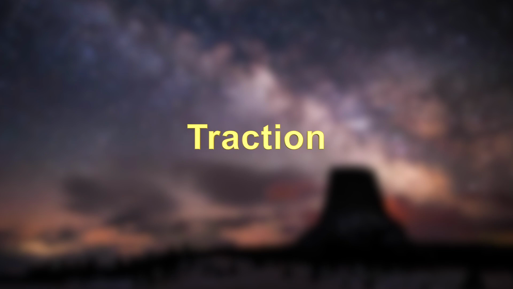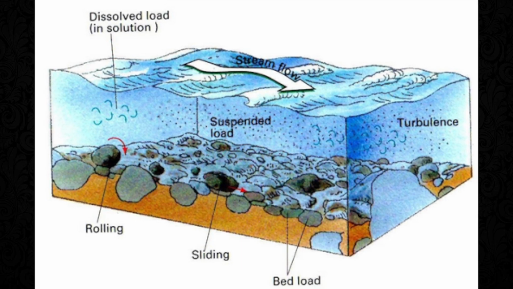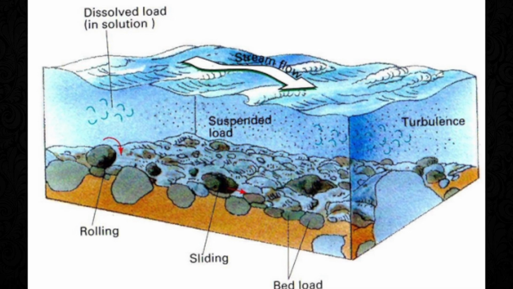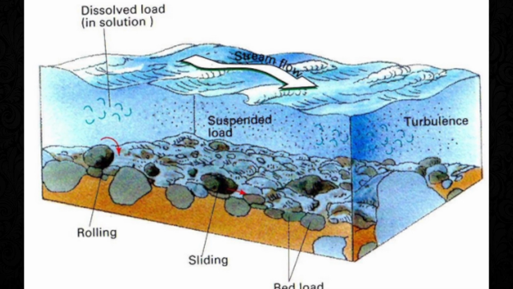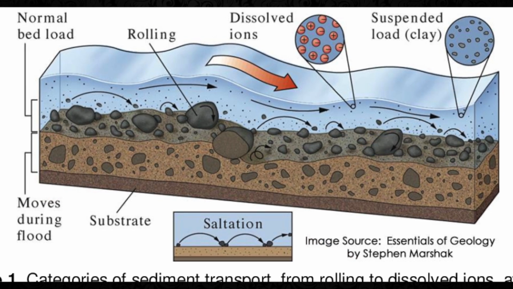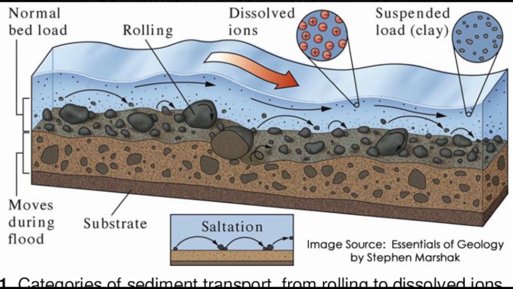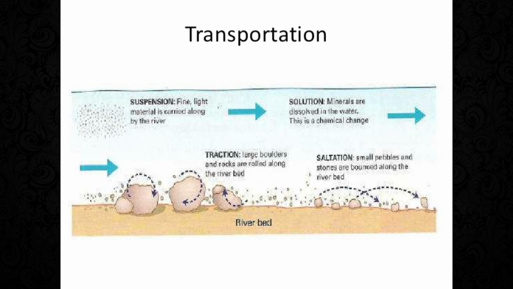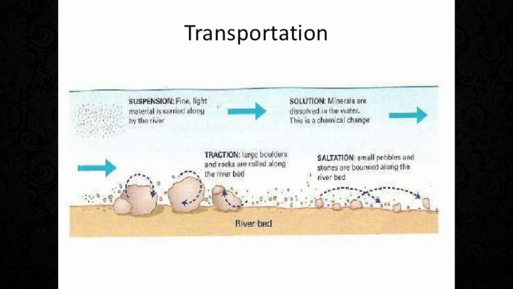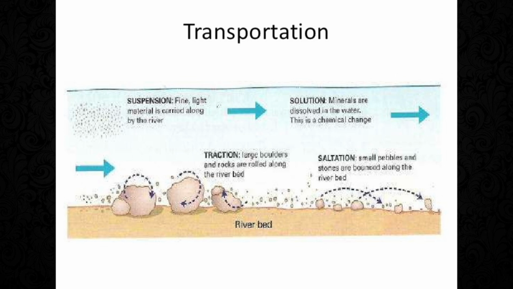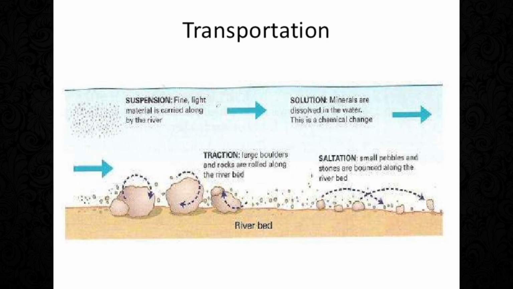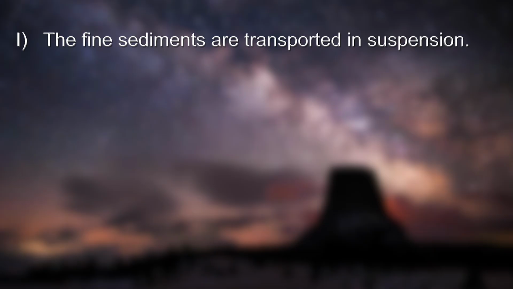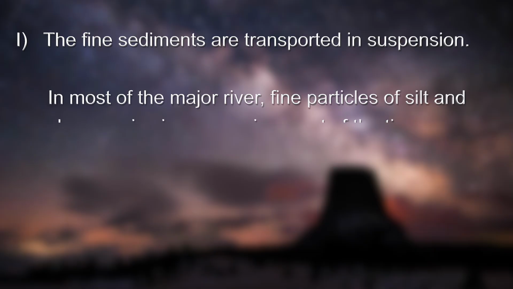Then traction. Larger rock fragments move along the bed of the river. The load is called the traction load or the bed load. The traction load more or less touches the bed of the river. In the transportation of the bed load by traction, the size of the sediment determines the process by which the load of the river is transported. The fine sediments are transported in suspension.